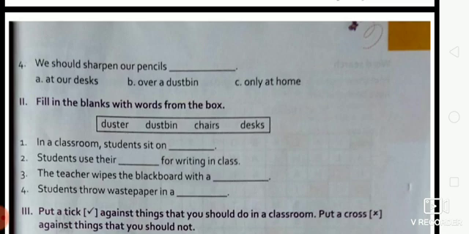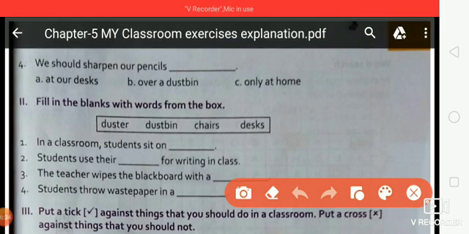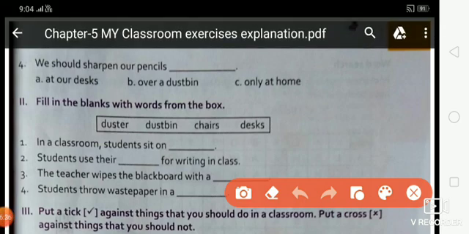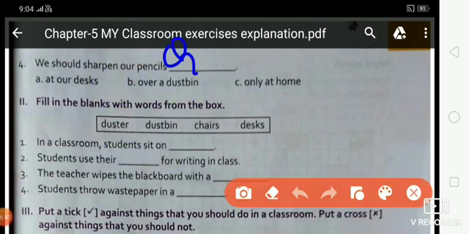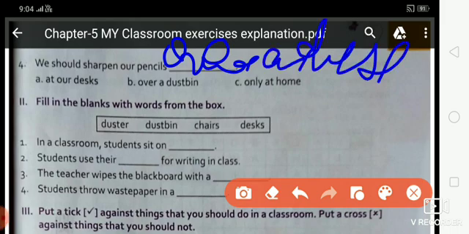Option A is at our desks, option B is over a dustbin, or option C is only at home. Now students, tell me which one is the correct answer. As you all know, we should always sharpen our pencils over a dustbin. Is that clear? So option B is the correct answer. You have to write over a dustbin over here. Is that clear?